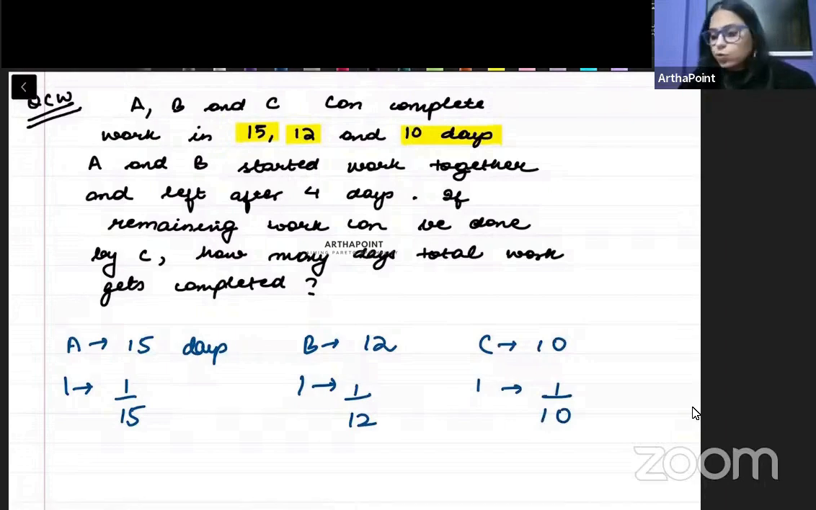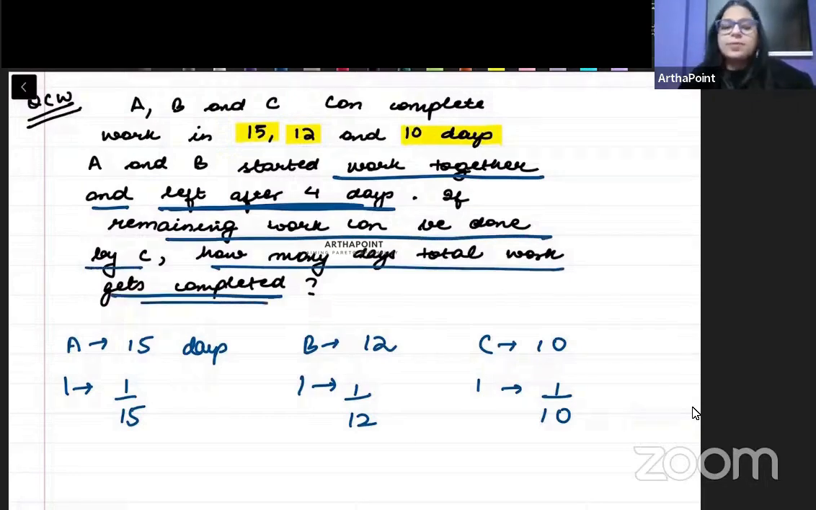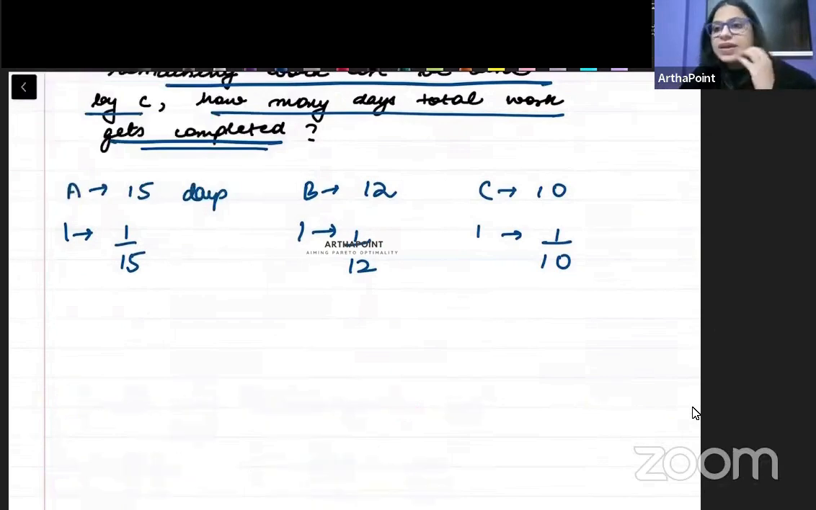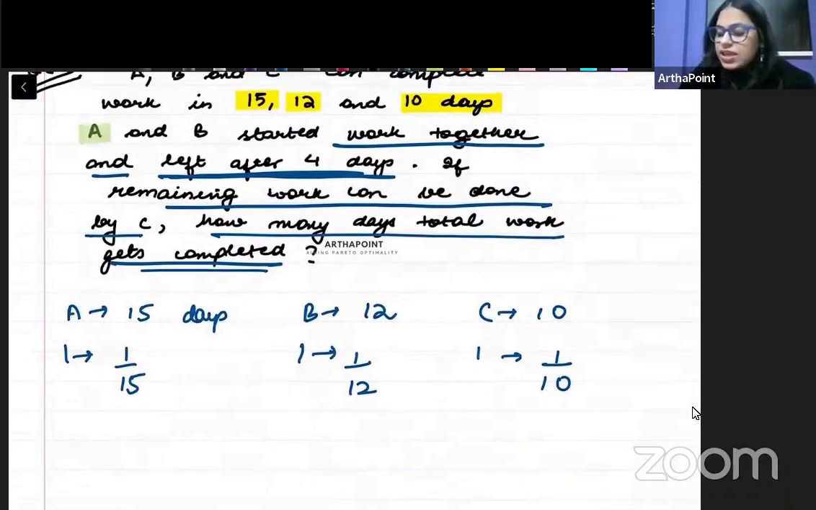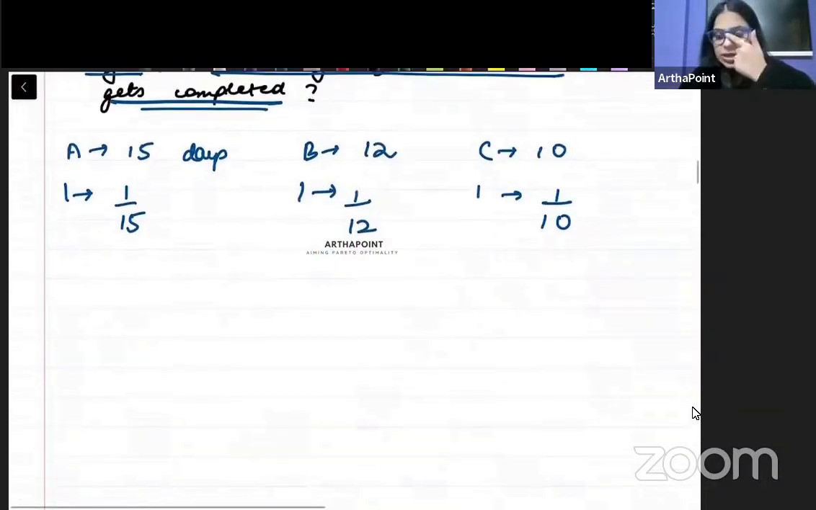1/10. Now read the question. A and B started work together and left after 4 days. If the remaining work can be done by C, in how many days will the total work get completed? So in the beginning, C is not involved. It is saying that initially A and B started work together and they left the work after 4 days. Now we have to look carefully.